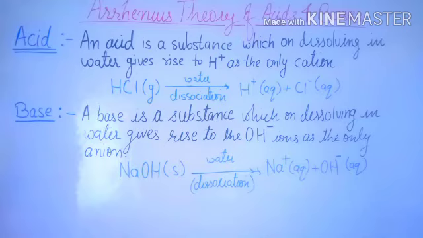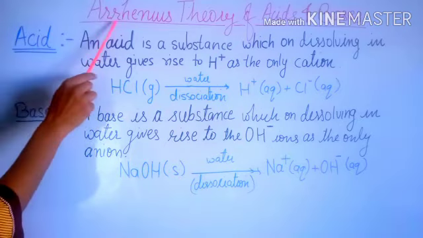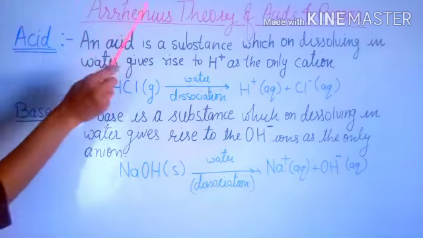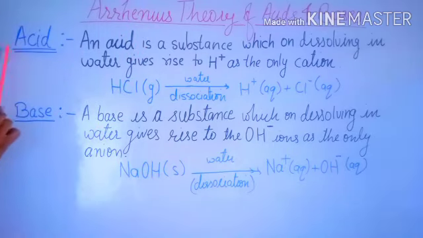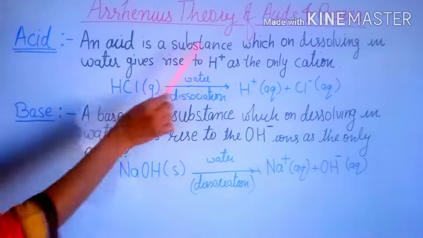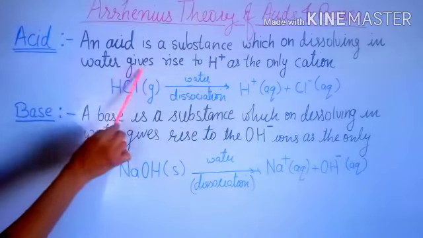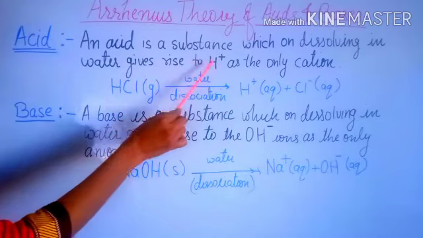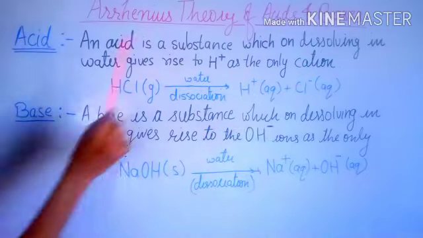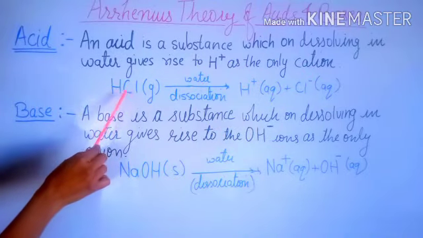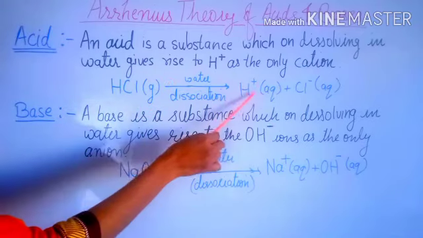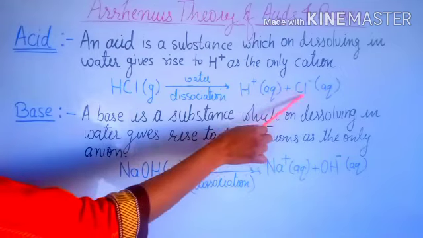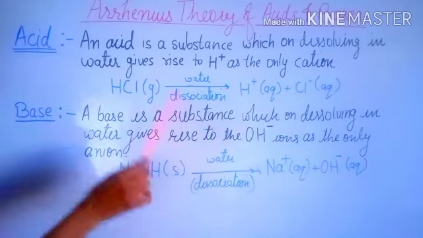The Swedish scientist Arrhenius proposed a theory of acid and base. According to Arrhenius' theory, an acid is a substance which on dissolving in water gives rise to H ion as the only cation. HCl, for example, hydrochloric acid, when dissolved in water, dissociation takes place, and H plus and Cl minus, chloride ions, are formed.